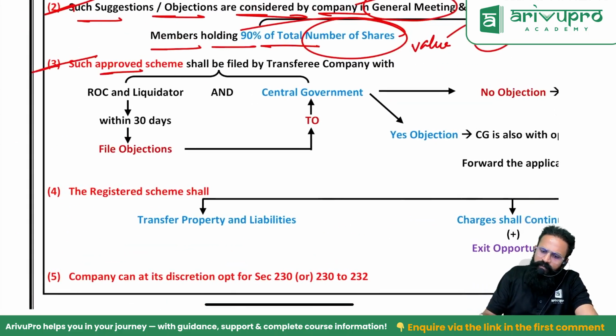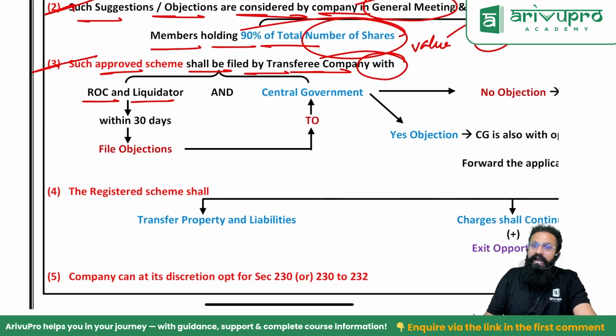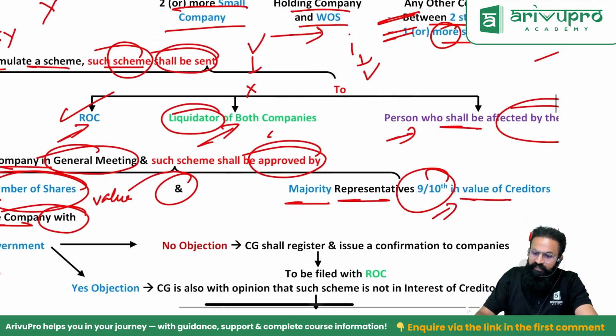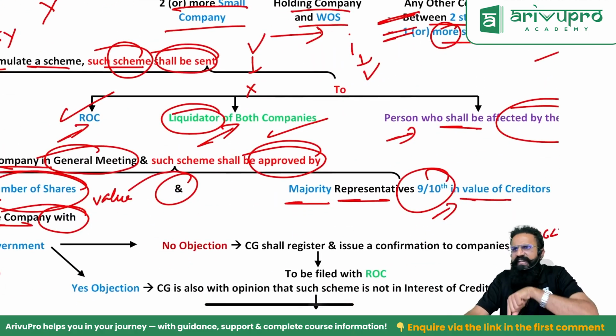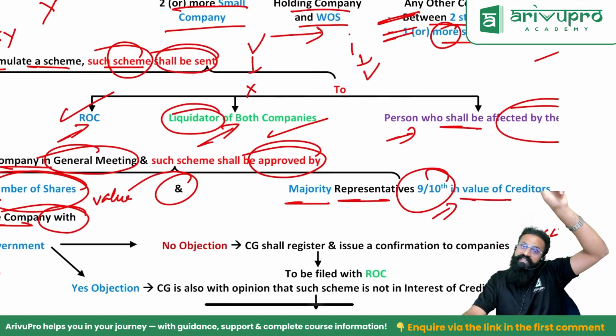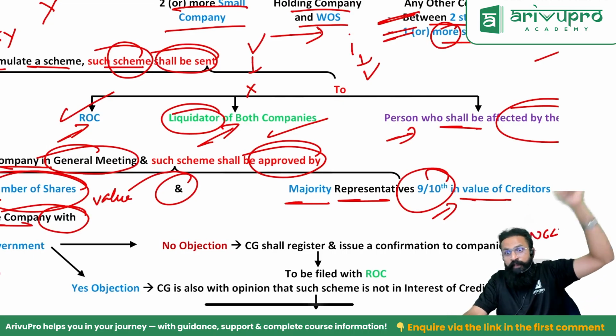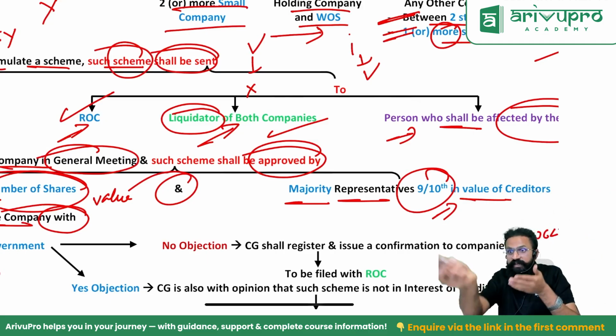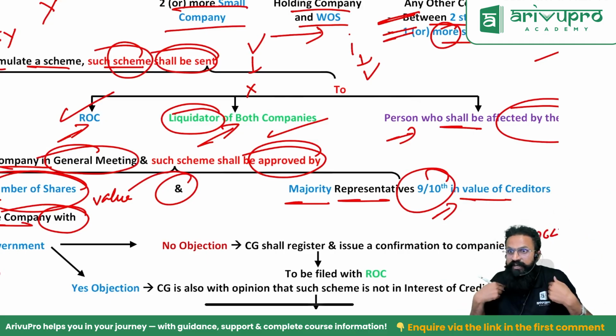Next, such an approved scheme shall be filed by the transferee company with, again, ROC and liquidator. We sent it the first time here too. Why are we sending it again? Because the first time we had sent them a draft. Now they have also shared some concerns, some changes. Now we are telling them we have made changes in our document.